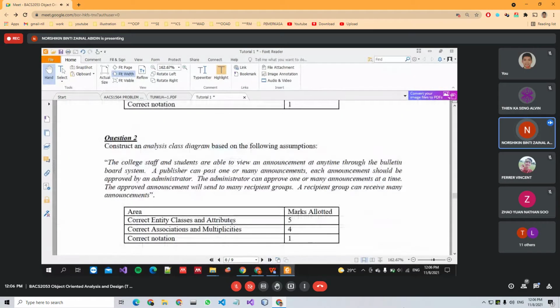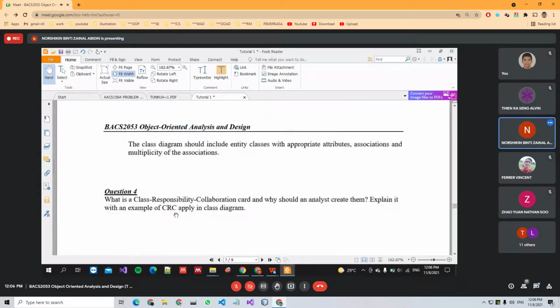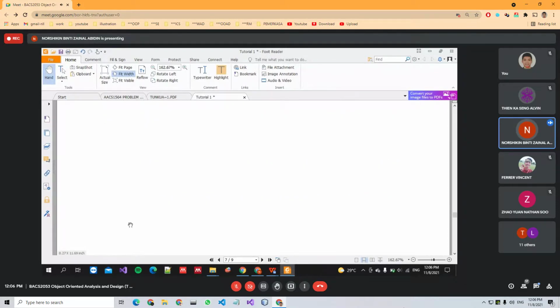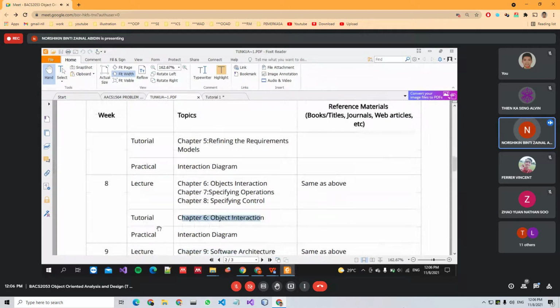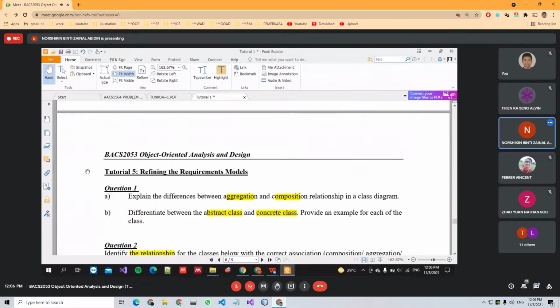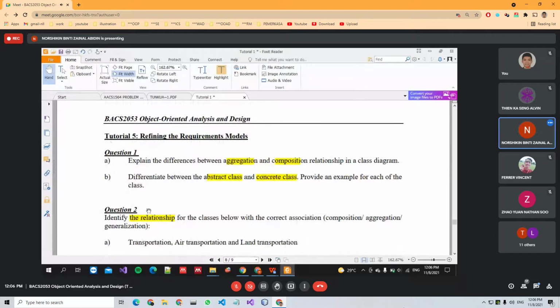Okay, last week we finished tutorial 4, requirement analysis, where the last question is the CRC card. So we completed this one last week. This week we will proceed with tutorial 5. If we cross check with the schedule, we are 1 week behind, chapter 6 and chapter 5.